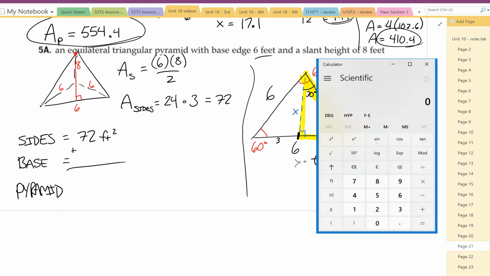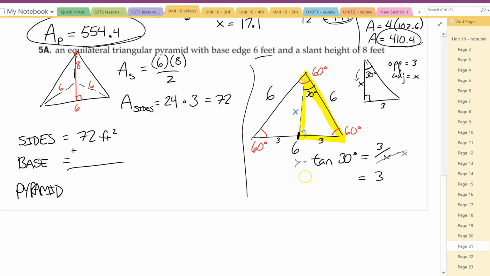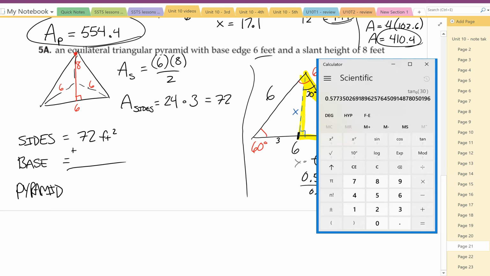So let's figure out what that is real quick. Tangent of 30 is 0.577. So on the left side I have 0.577x. So I'm going to divide by 0.577 on both sides to figure out what x actually is. Once I figure that out, I can figure out what the area of this base actually is. So x is 3 divided by 0.577, which is, we'll call that 5.2.